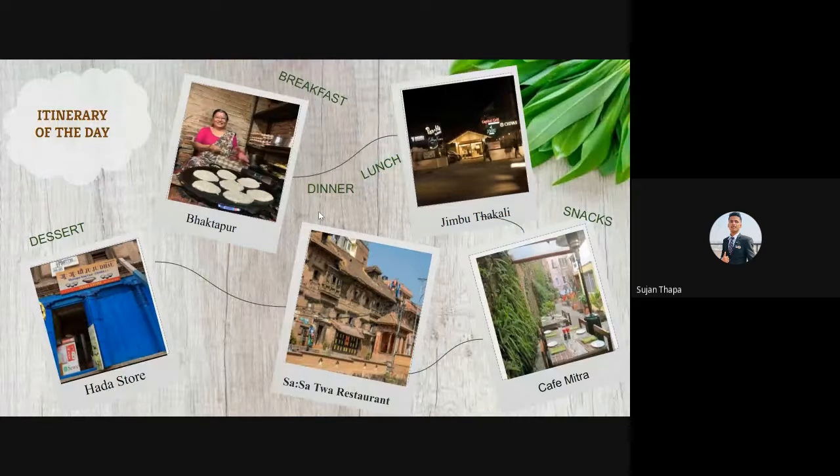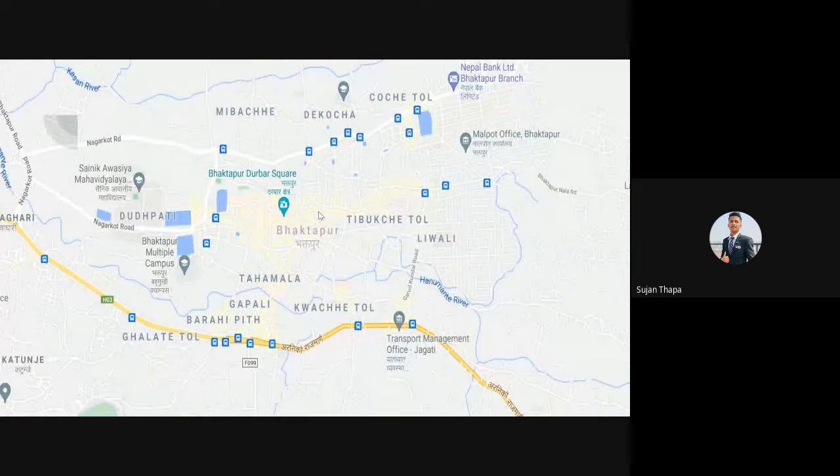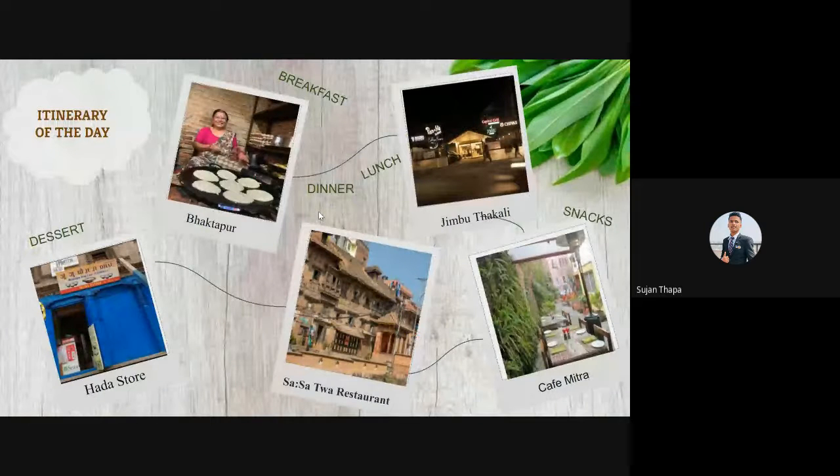So in day 6, we visited Indonesia. We had a great lunch there. We explored the authentic dishes of Indonesia and visited famous places. After returning from Indonesia, we decided to explore Nepali dishes, and we went to 5 different restaurants to have breakfast, lunch, snack, dinner, and dessert. This was the itinerary of the day. This was the place where we had our lunch, dinner, snacks, breakfast, and dessert.